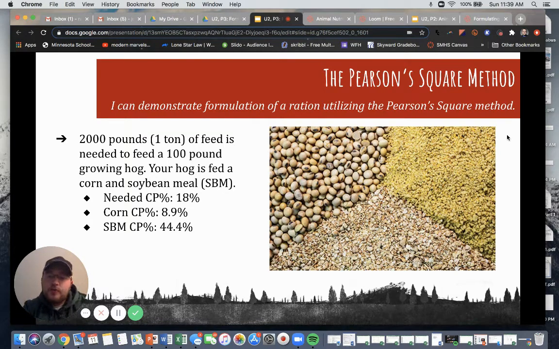Let's say that we have 2,000 pounds or a ton of feed that is needed to feed a 100-pound growing hog. Your hog is fed a corn and soybean meal, or SBM. We need 18% crude protein in the diet. Corn's crude protein is 8.9%, and soybean meal crude protein is 44.4%. So basically, we are trying to figure out what amount of corn and soybean is needed to give us that crude protein of 18%. That's our goal.